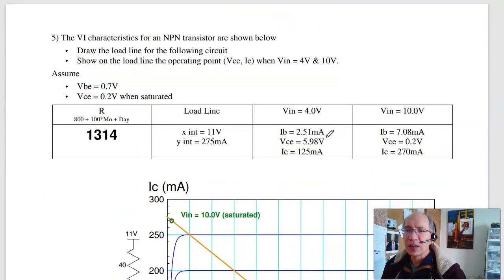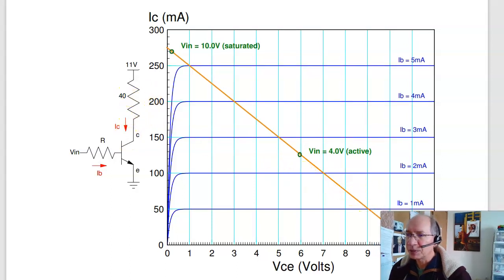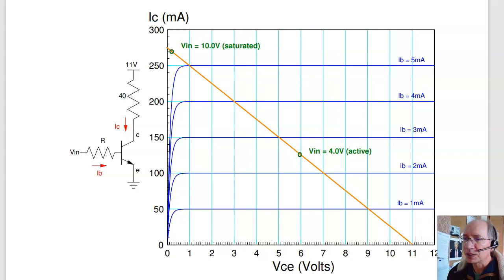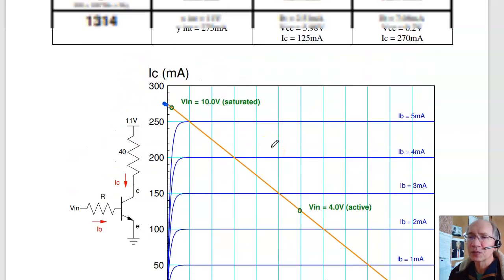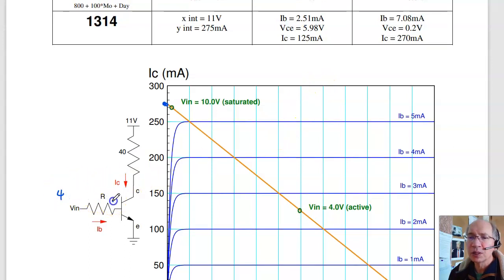Problem 5 is given this circuit, draw the load line. Well, the x-axis intercept is 11 volts, right here. The y-axis is 11 over 40, 275 milliamps. Then at Vin is 4 volts, I get 4 minus 0.7 over R. IB is 2.51 milliamps, between 2 and 3, right about here, 2.51.